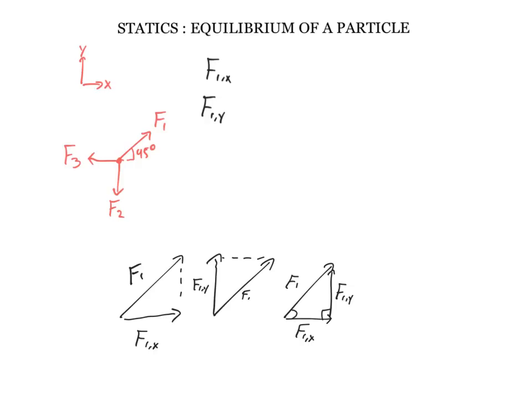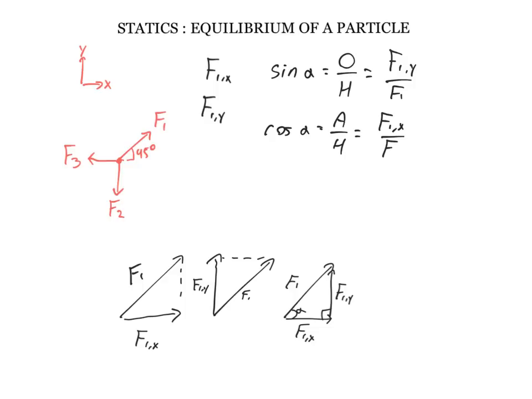So if we say this is our angle alpha where we look at, then we know the rules that the sine of alpha is the opposite divided by the hypotenuse, and the cosine of alpha is the adjacent divided by the hypotenuse. So in this case, we can say that the sine of alpha is equal to F1y divided by F1, and the cosine of alpha is F1x divided by F1.